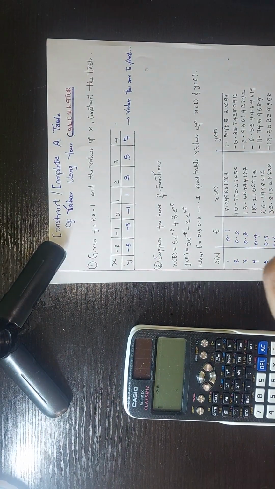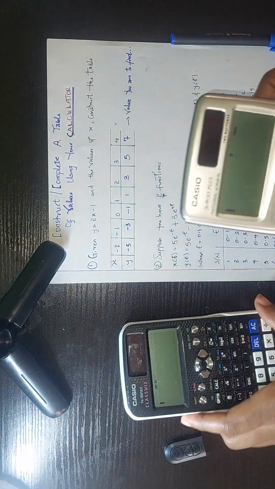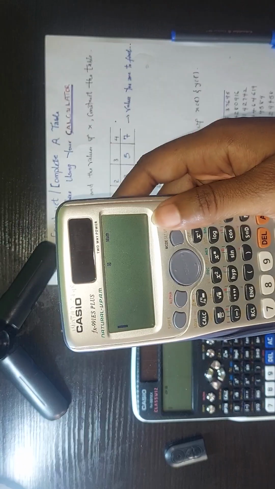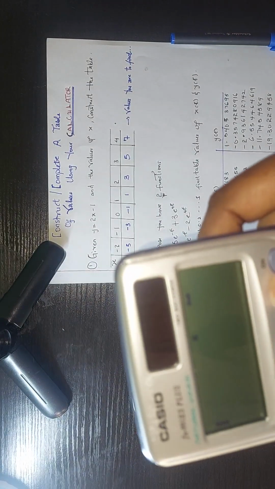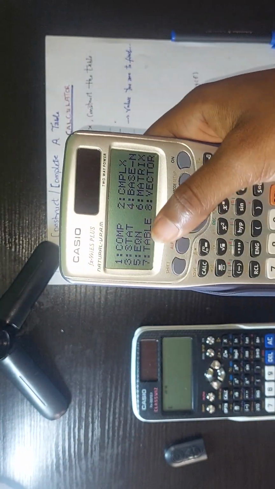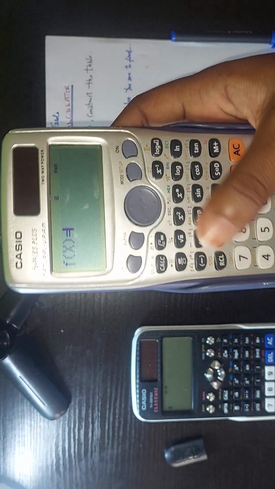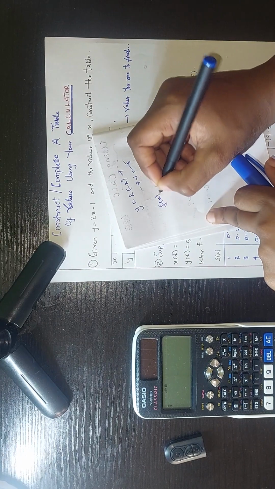And how? Here we have ClassWiz and we have Casio, so we'll have to use both, and I'll explain. Starting with Casio ES, I already explained how you can clear your calculator to reset it. Now for you to construct a table, you click on mode, then you look for table, and table has the number 7. Then your f of x is the same thing as your y.